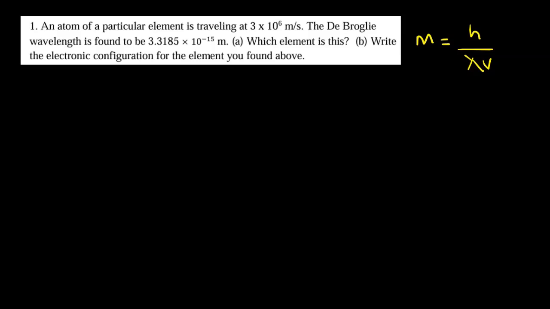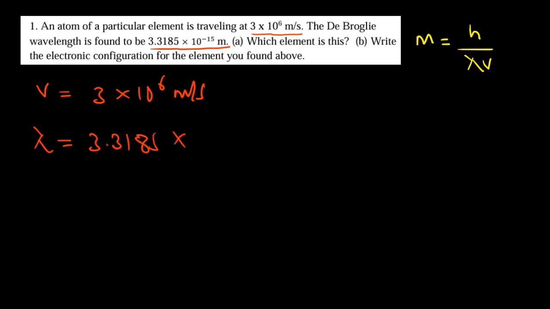So let's go over question 1. In question 1 they're saying an atom of a particular element is traveling at 3 times 10 to the power 6 meters per second. That would be our velocity, or our speed. And then they are saying the de Broglie wavelength is found to be this one here. So our wavelength is just 3.3185 times 10 to the power minus 15 meters.